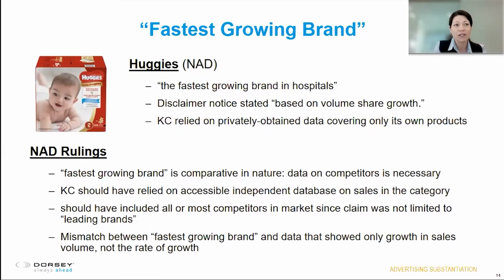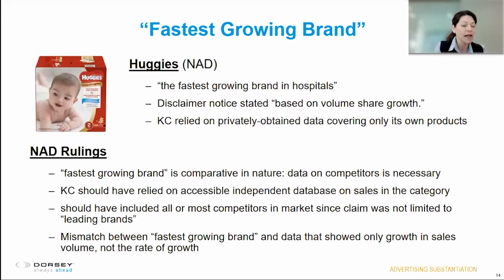The NAD also mentions here that the independent database was readily available and accessible. It had information on literally all of the competitors, so it could have been relied on to assess and make this claim. Also, the Huggies claim wasn't limited to leading brands, so the fact that they were really only considering Pampers in this context wasn't appropriate. They should have included all or most of the competitors in the marketplace, particularly, again, as that information was readily accessible via this independent database.